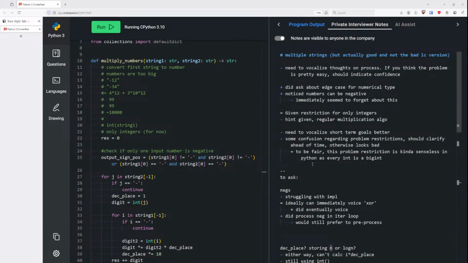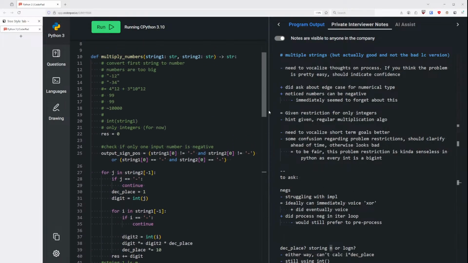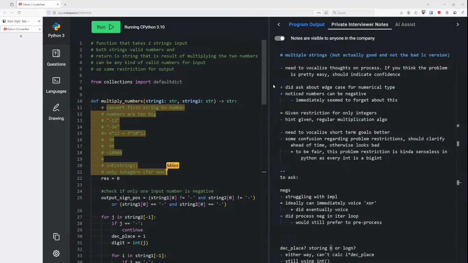Let's talk about it. So, the first problem is sort of the main problem here, right? Multiply number is a problem in Leetcode, though the version that I originally gave was quite a bit more difficult than the one on Leetcode. That one I think is a bit underwhelming. After I made the restriction that they're only integers, then it became equivalent, I believe, to the one on Leetcode. I'm not sure the one on Leetcode allows for negative numbers, but either way, same difference.